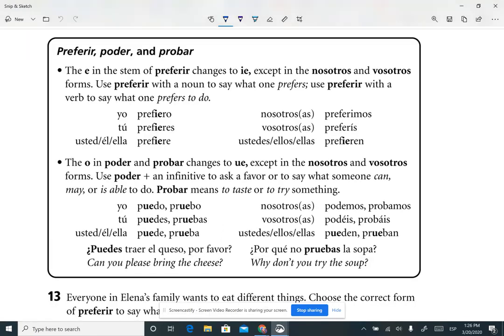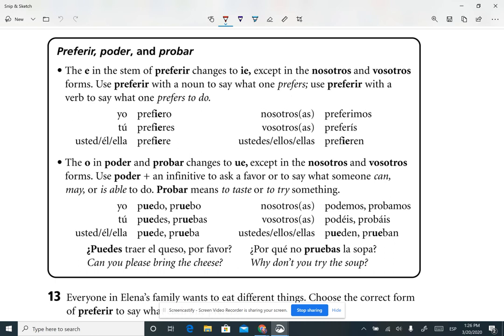Okay, amigos: preferir, poder, and probar. So these are more stem changing verbs. If you need to write these down in your notebook, if you don't already have some of these stem changing verbs in there, do so. If you feel like you've got a hang of stem changing verbs and you don't need to write these down, that's fine.